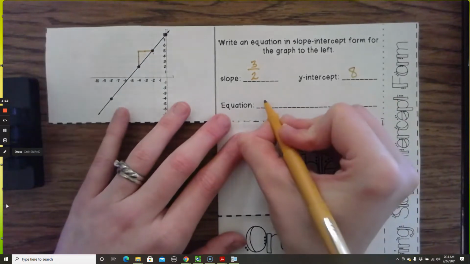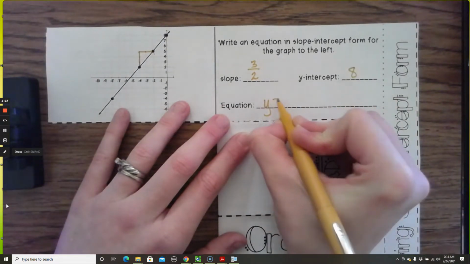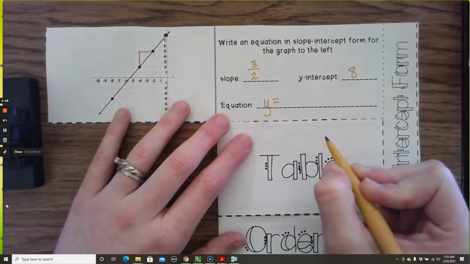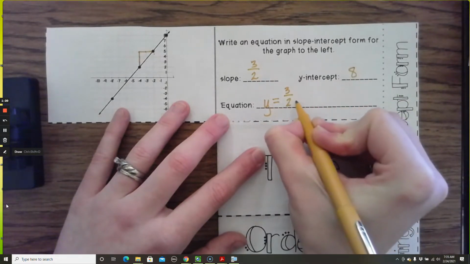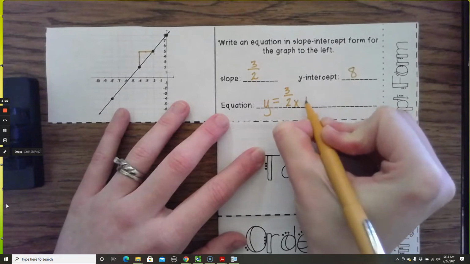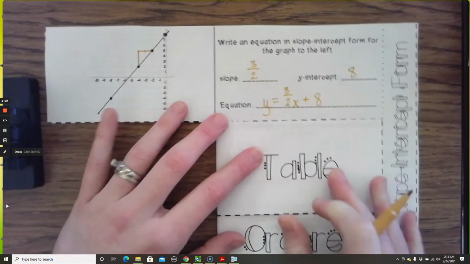And once we have those two pieces, we can put them together. Slope-intercept form always starts with y equals. Then we use our slope, 3/2, then the x, and then plus or minus our y-intercept.